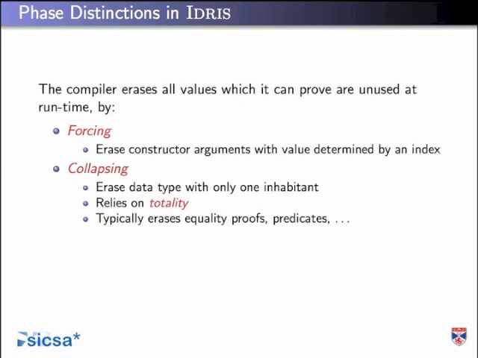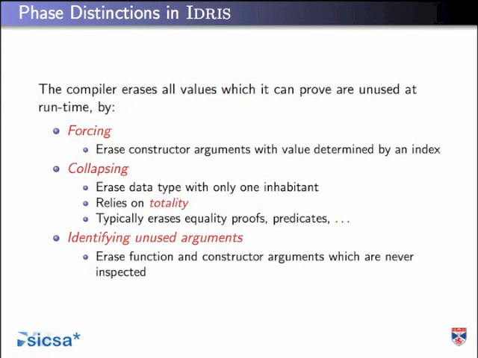Also, collapsing. A collapsible data type is a data type that provably only has one inhabitant. Now, this does rely on totality checking, because if you don't do totality checking, then every data type has at least one inhabitant called bottom, and the other inhabitants. So you need to do a totality check to make sure that bottom is unavailable to you. So typically, what collapsing will erase is equality proofs, predicates, anything that you've written down to prove some property of your program, rather than to be the program itself. So we're looking for non-computational things.